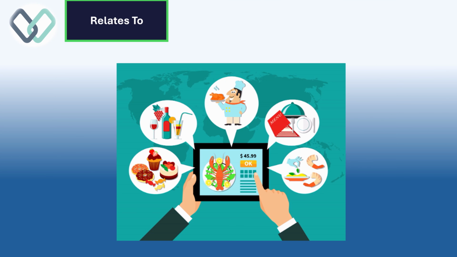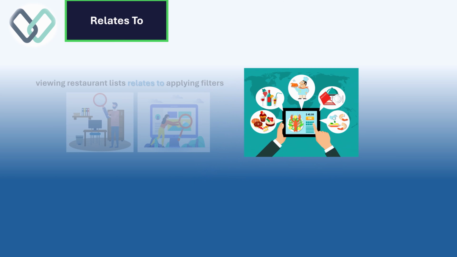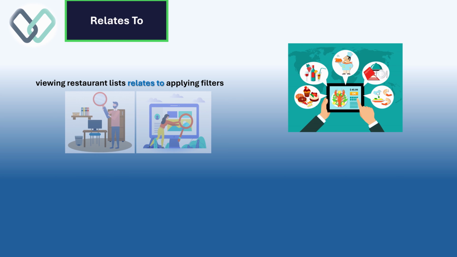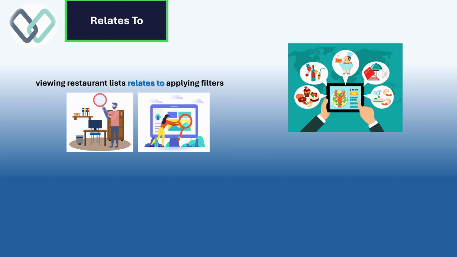Now let's look at the relates to link type. This relationship is used when 2 stories are connected in context, but they do not depend on each other to start or finish. Now let's understand this with our food delivery app. For example, under the restaurant browsing epic, we may have 2 stories, one for viewing restaurant list and another for applying filters. These 2 stories are clearly related as they contribute to the same feature experience, but one doesn't block the other. So here we use the relates to link.